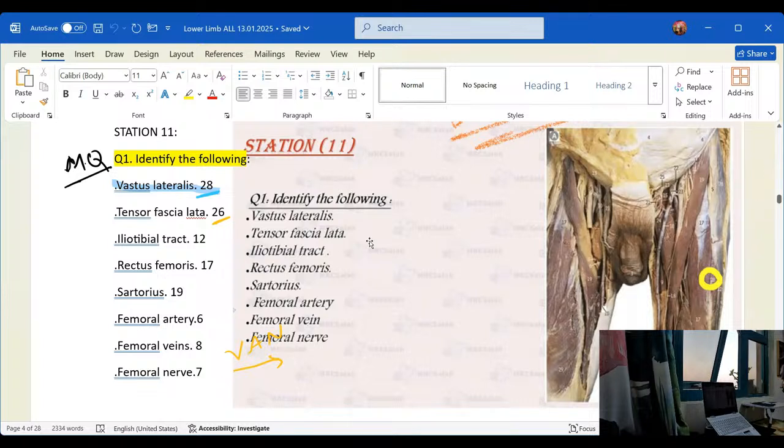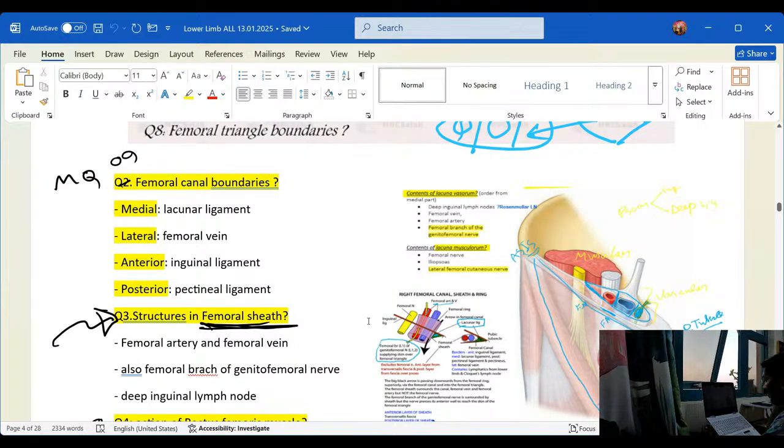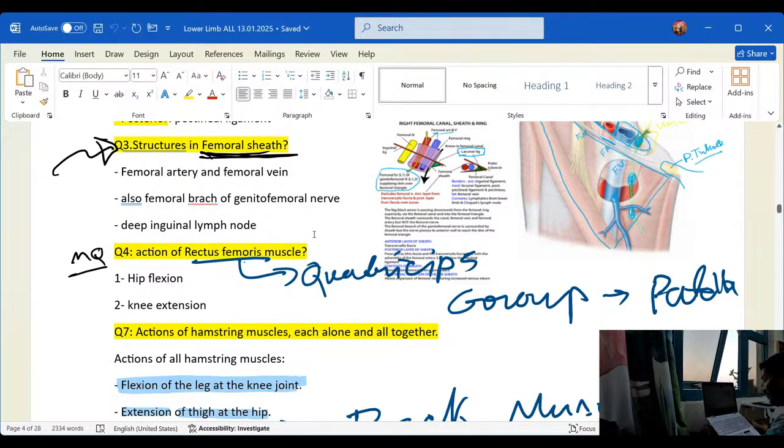Vastus lateralis 28, tensor fascia lata 26, iliotibial tract 12, rectus femoris 17, sartorius 19, femoral artery. Femoral triangle: medially adductor longus, laterally sartorius, anteriorly inguinal ligament, posteriorly pectineal ligament. Structures: femoral artery with femoral branch of the genitofemoral nerve, femoral vein and deep inguinal lymph nodes.